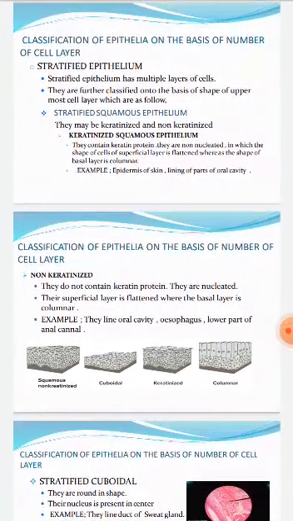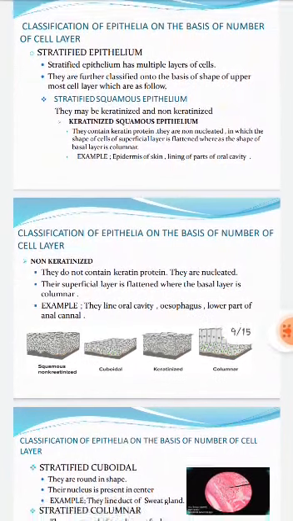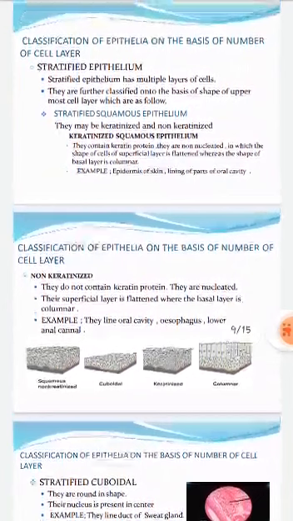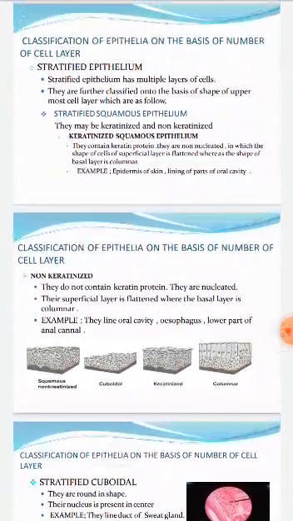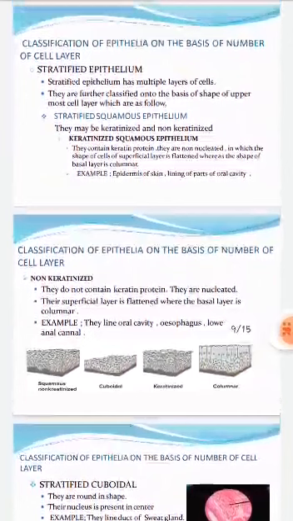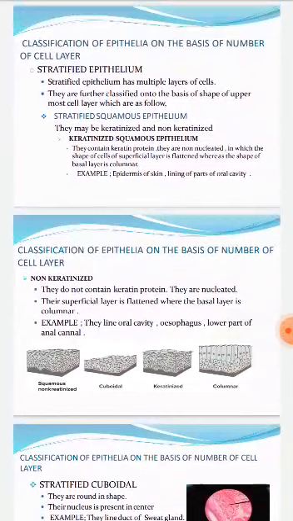They are classified into stratified squamous epithelium. Stratified squamous epithelium is further classified into keratinized or non-keratinized. As the name indicates, keratinized squamous epithelium contains keratin protein in it and they do not contain nucleus, it means that they are non-nucleated. Shape of the cell of superficial layer is flattened while the shape of basal layer is columnar. Examples are epidermis of skin, lining of parts of oral cavity.